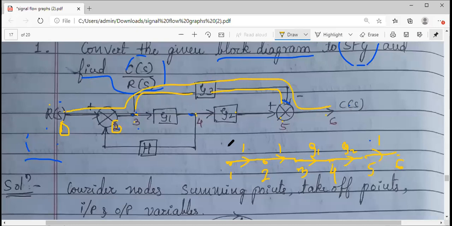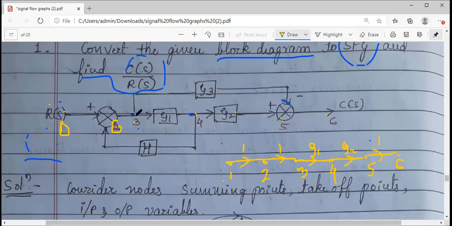The main forward path is this 1 to 6, this is 1, and there is one more, which we generally call the feed forward path. Other than the main forward path, the one more forward path is called the feed forward path. So let us go for that.